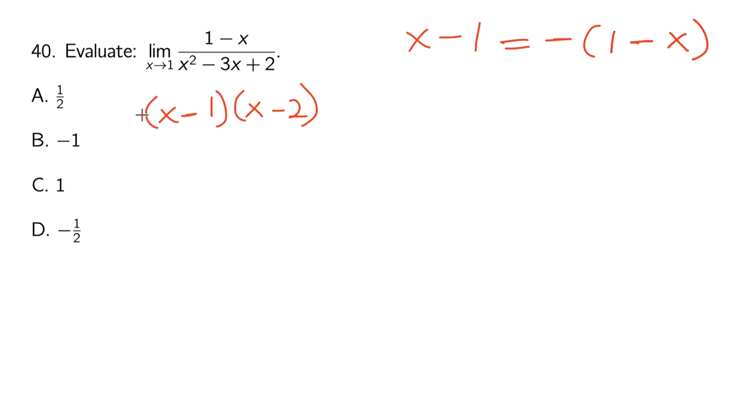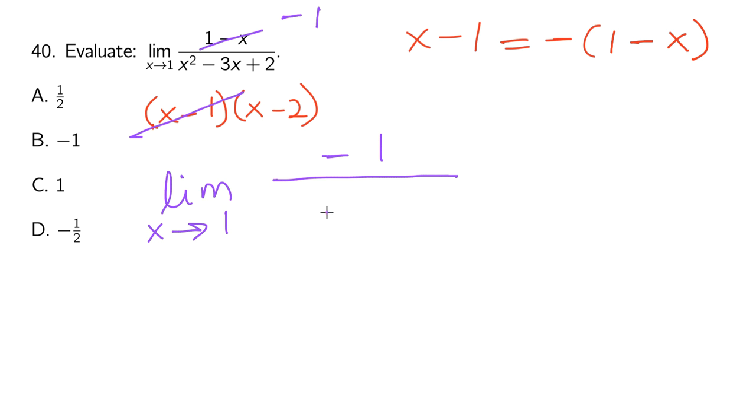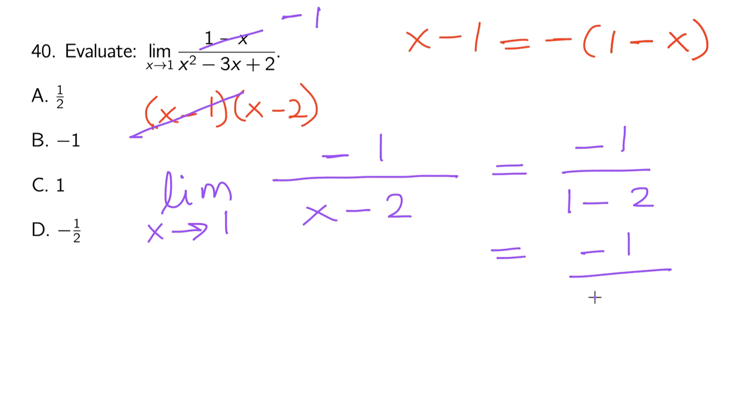So what that means is that we can cancel this x minus 1. We can cancel this and this to get minus 1 here. So this becomes the limit as x goes to 1 of minus 1 over x minus 2. Now, if we just substitute x equals 1 into this, it's going to be okay. So we go ahead and do that: 1 minus 2. This is minus 1 over minus 1, which is just 1.